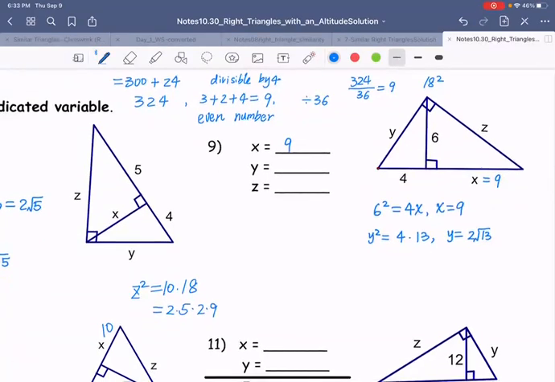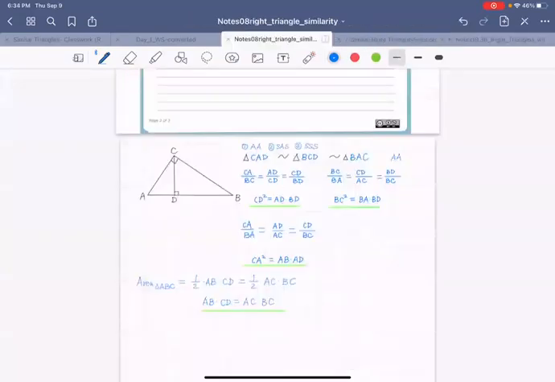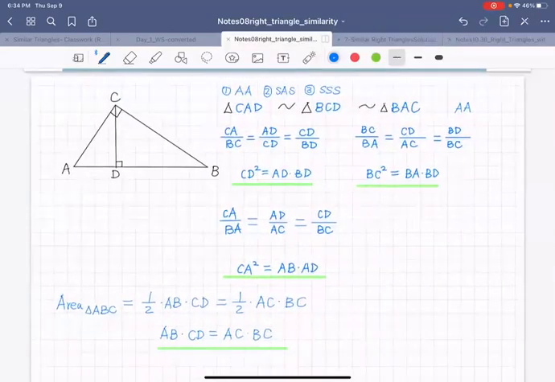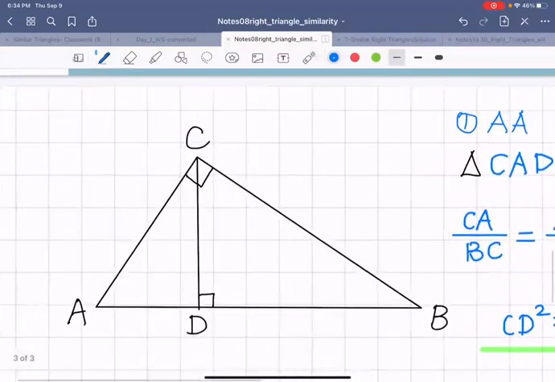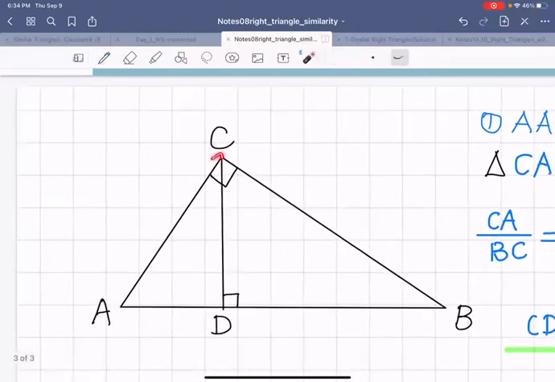z square equals... Okay. You still haven't remembered the important formulas. Valeria, go ahead and say the formula now.